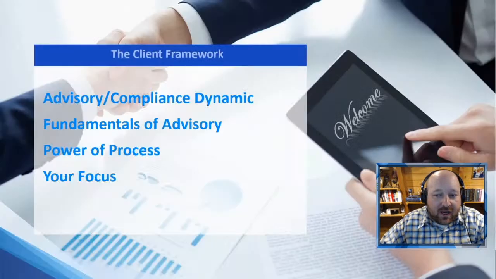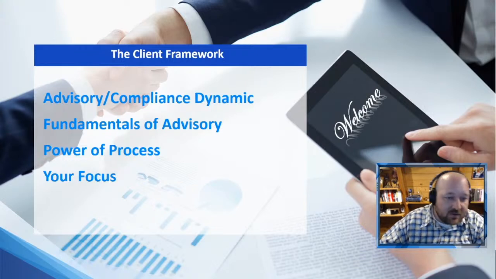So I would tell you to come through your client framework and think through some of these things: your advisory services, the power of process, your focus.